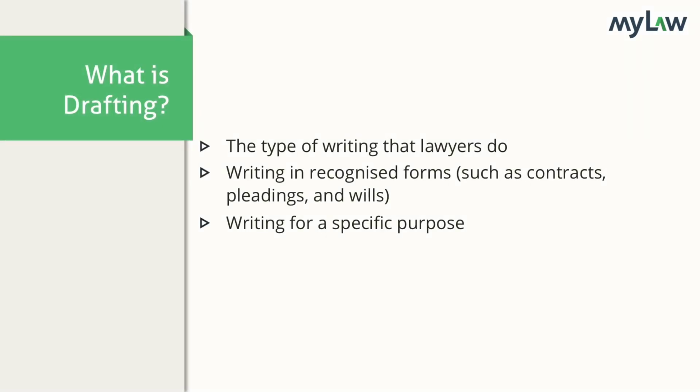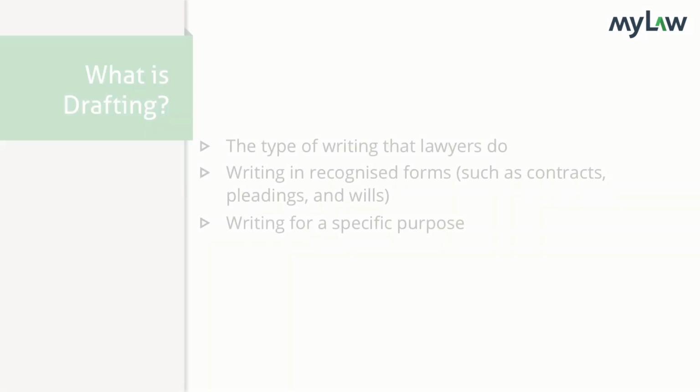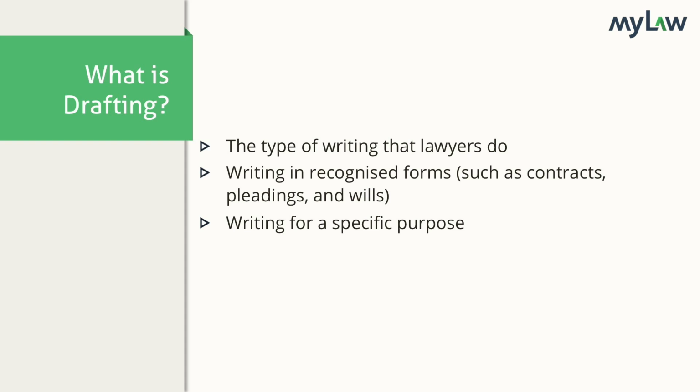Finally, you could also think about drafting as the kind of writing that lawyers do to achieve specific purposes. For example, a contract is not just a recognized form of writing that lawyers are professionally competent to perform. A contract also represents a particular purpose. When two or more parties have come to a particular agreement and want to make a record of that agreement and make it legally enforceable, they will approach a lawyer to prepare a contract that achieves that purpose. And a lawyer drafting that contract will have that particular purpose. So that's an overview of what drafting is.